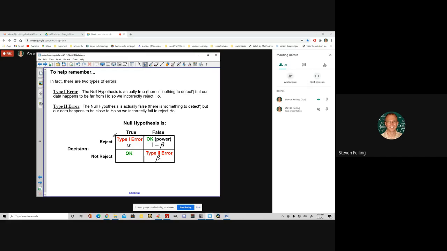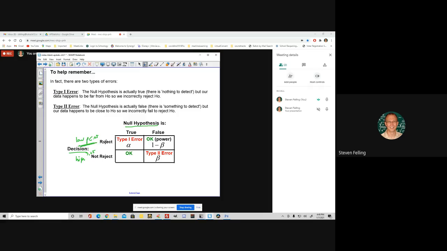You can make a little table here. First of all, the columns are what happens to the null hypothesis, right? Is the null hypothesis actually true, or is it actually false? And then based on our p-value, we make some sort of decision. If we have a low p-value, we reject the null hypothesis. And if we have a high p-value, above 0.05, we fail to reject the null hypothesis, right? Okay, let's say we had a low p-value, right?